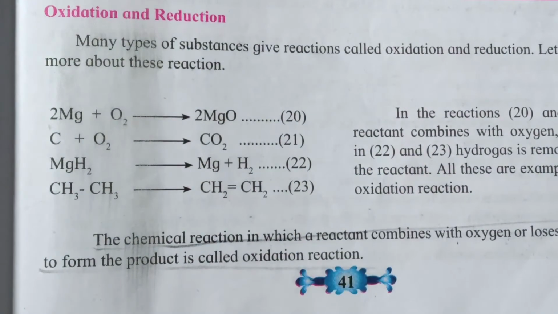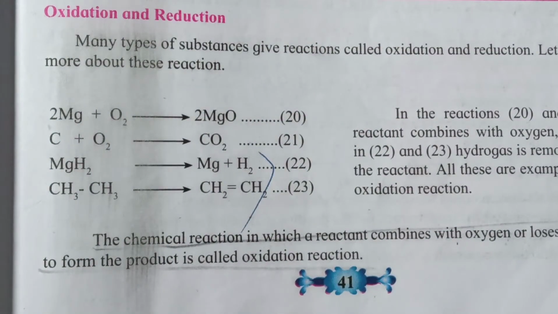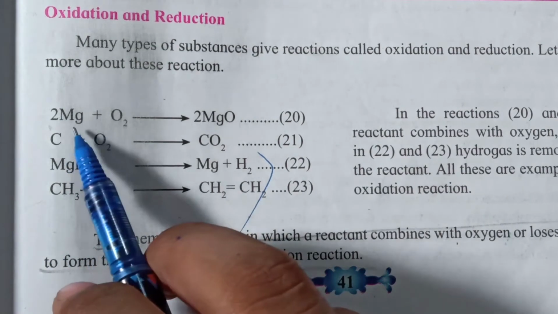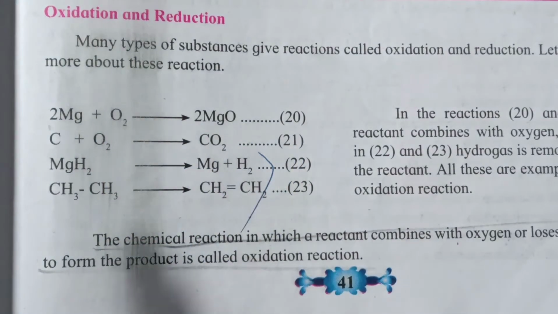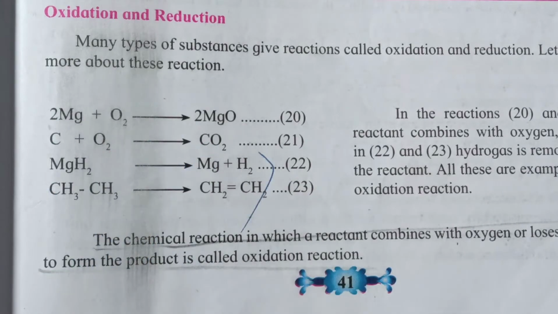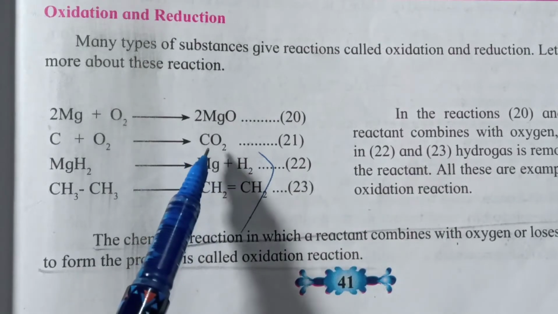So now, first of all, what is oxidation and what is reduction? Here it is given that the chemical reaction in which a reactant combines with oxygen or loses hydrogen to form a product is called oxidation. As you can see, 2Mg plus O2 gives 2MgO, meaning the reactant combined with the oxygen to form the product. Here also, carbon combined with oxygen to form carbon dioxide.